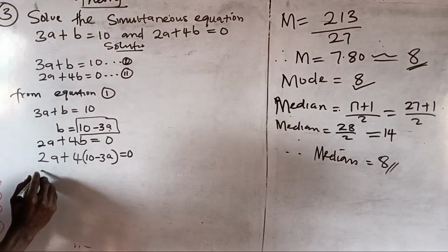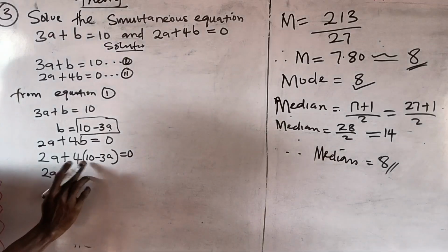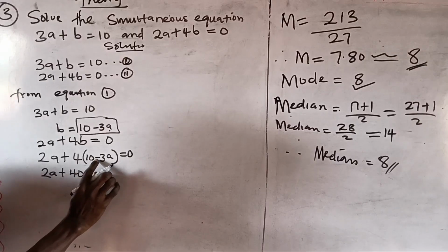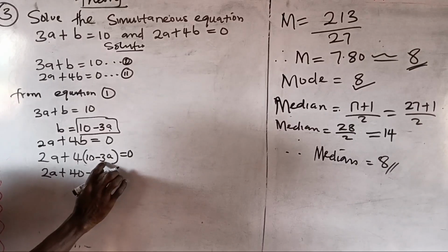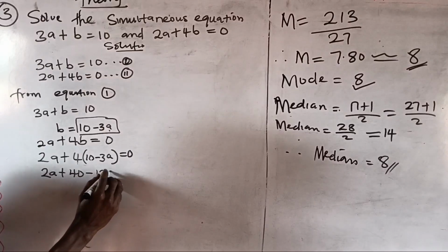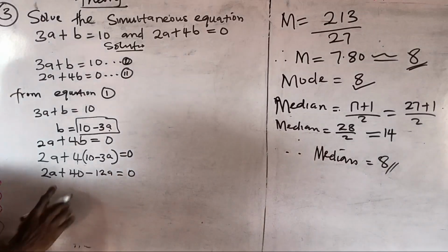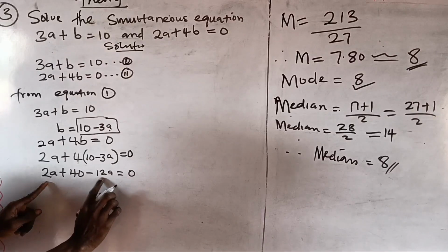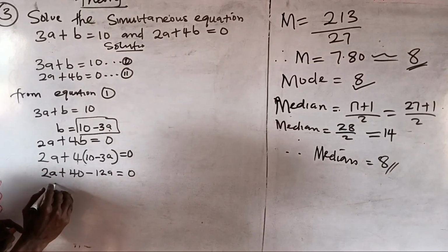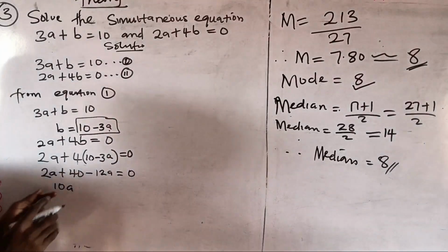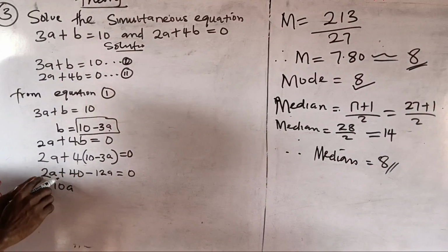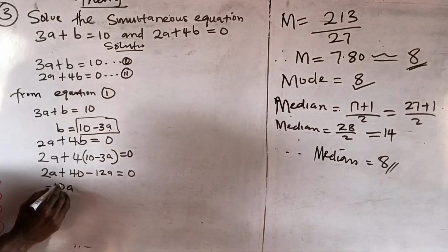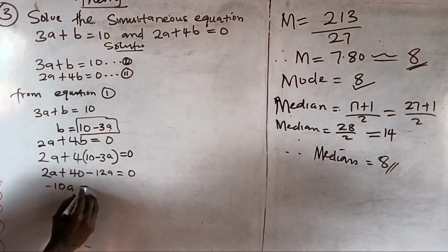So I will open this bracket. 2a plus 4 times 10 is 40. Plus times minus will give us minus. 4 times 3a will give me 12a, equals 0. So let's collect terms here. We have 2a minus 12a, which will give us minus 10a, because you are owing 12 naira, 12a, and you have 2a. So pay the 2a, you will be left with minus 10a equals this 40.